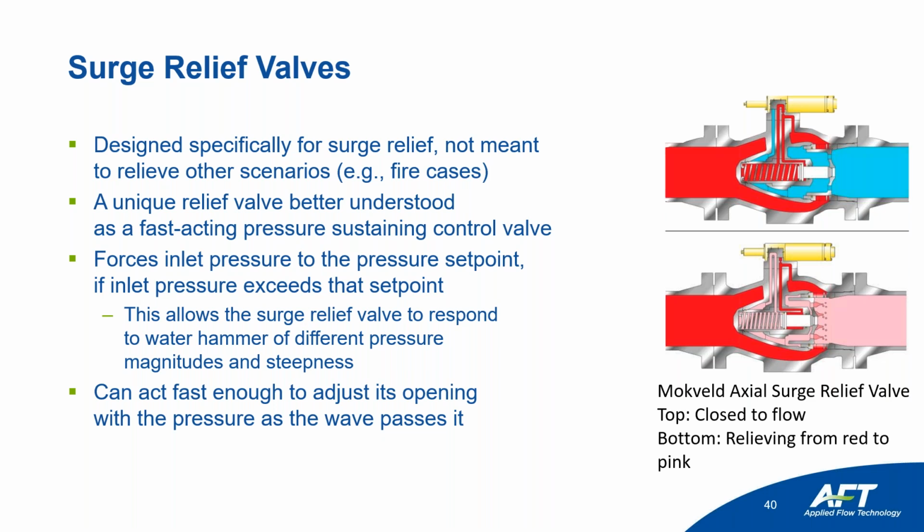As you can see over here on the right-hand side, there is a pilot-operated surge relief valve here on the side. This is Mockfeld's example that they provided for us. It allows it to respond to water hammer of different pressure magnitudes and steepness, and to consistently shave off that peak. It's able to act fast enough to adjust its opening with the pressure as the wave passes it, which makes it unique in the sense of it's rate limited. You don't have to be worried about rate limits not being fast enough to mitigate your surge.